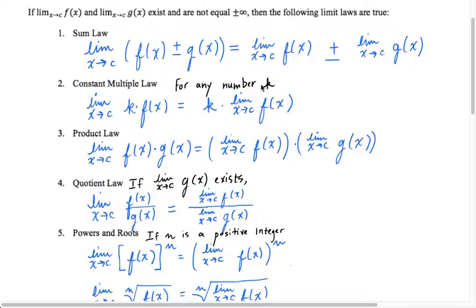Second is the constant multiple law. For any number k, where k is a constant, if you have the limit as x approaches c of a constant k times f of x, you can pull that constant out to the front of the limit and write it as k times the limit as x approaches c of f of x.